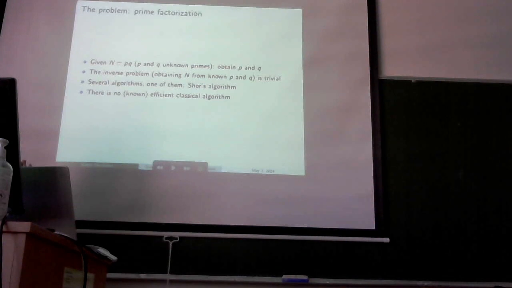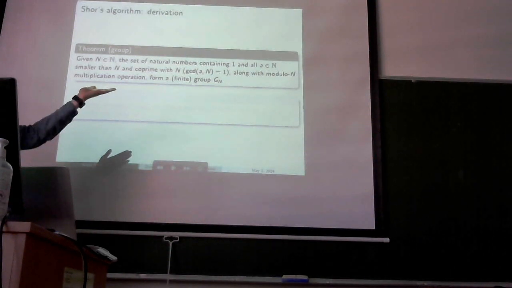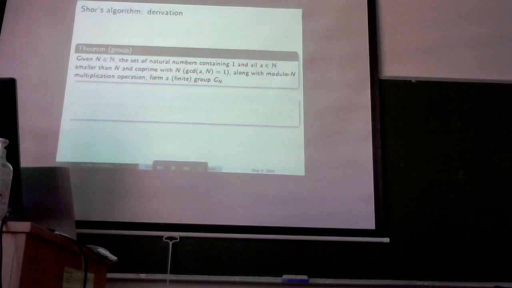And now I'm going to proceed to explain where Shor's algorithm comes from. The basis of Shor's algorithm is some group theory and modular arithmetic. And the idea is simple. First, for any natural number n, we can construct a group by taking the set of all the numbers, including 1 and all numbers smaller than n, which are coprime to n. In other words, 1 and all the numbers smaller than n which have no factors in common with n.